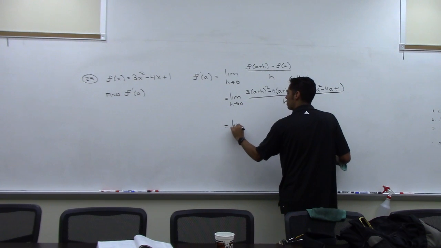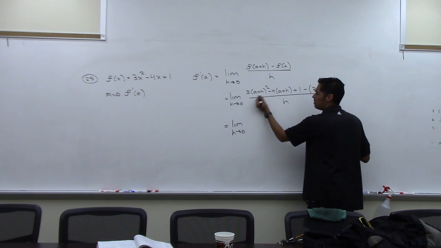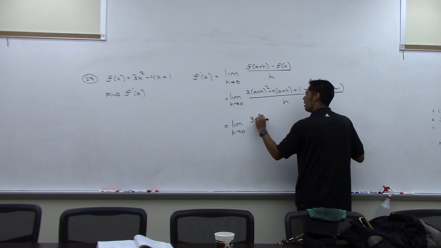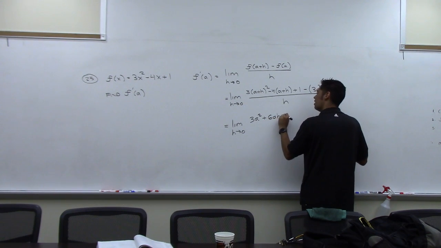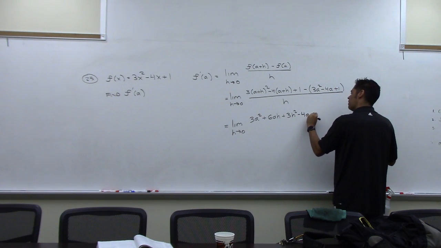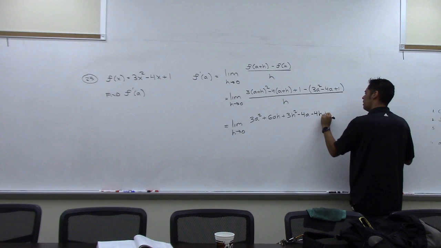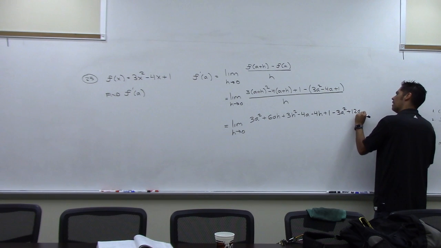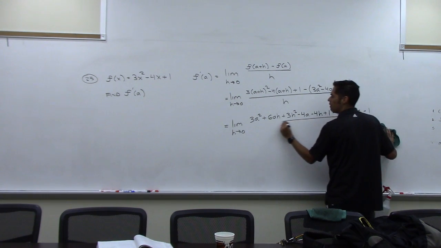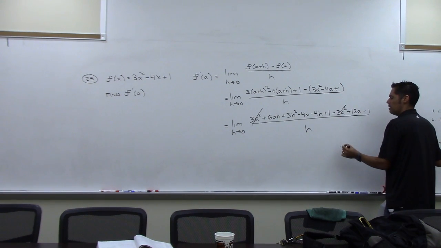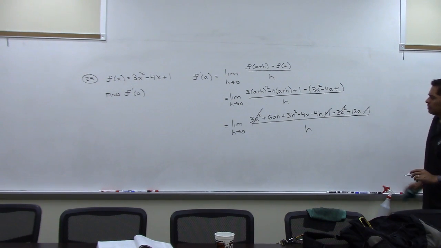And now limit, h goes to 0. All right, if you expanded this out, you could do that, and then you distribute a 3 through. You would get 3a squared plus 6ah plus 3h squared. That would be this. Now distribute a -4 through, -4a minus 4h, and then plus 1. And then distribute your negative through, -3a squared plus 12a minus 1. All of that over h. Yeah, I think this way's a lot easier. 3a squared's gone. 1's gone. Yes, yeah, that looks good.